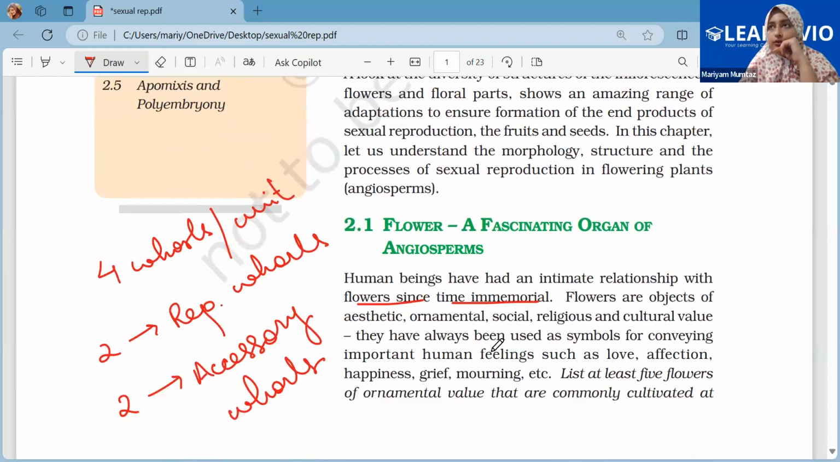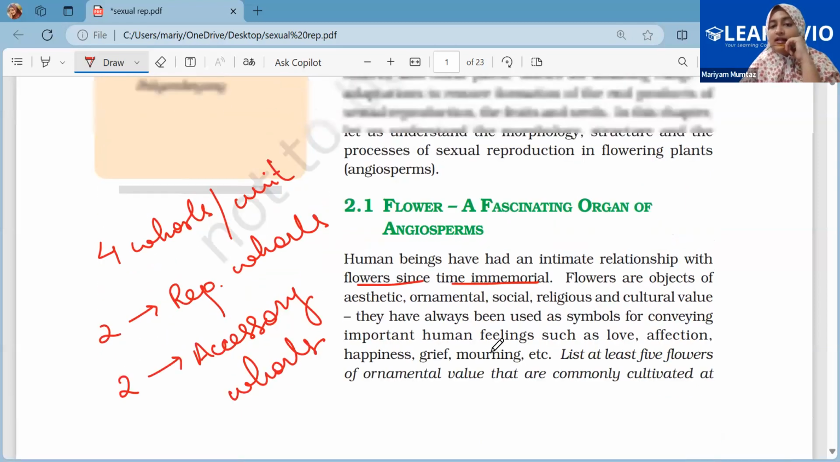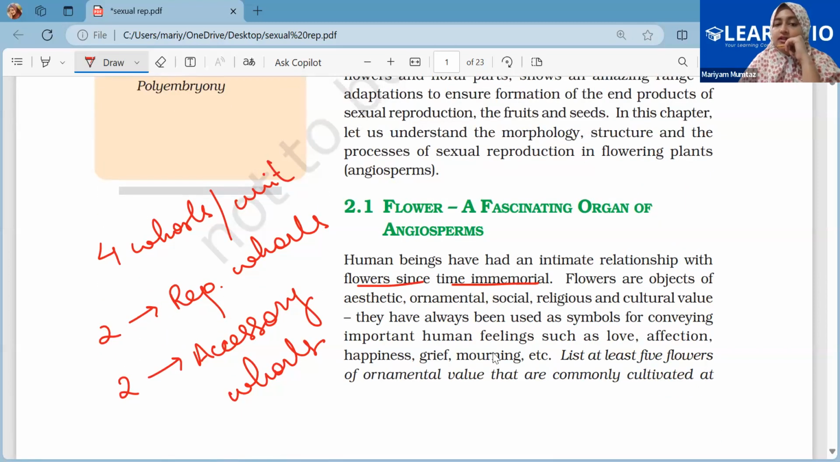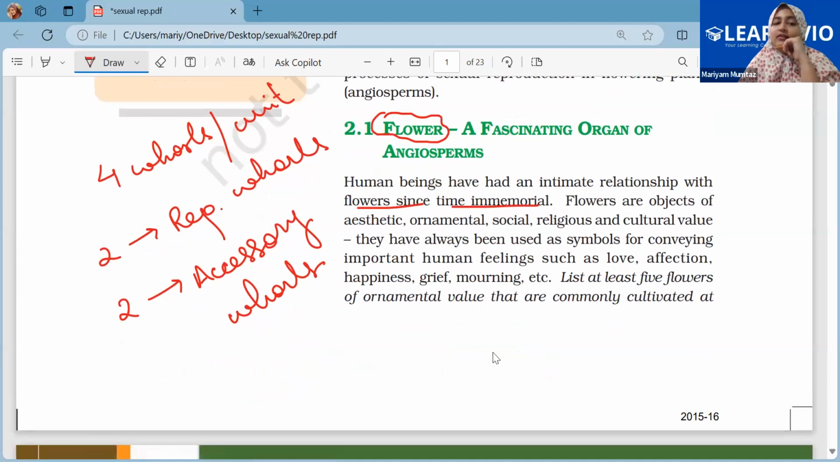Now, just like how human beings or animals have proper sex organs, in the same way plants also do. But in the case of plants, the flower is the sex organ. It is the reproductive structure of the plant. Inside a flower, there are actually four whorls or four units present, out of which two are reproductive units and two are accessory units or accessory whorls.